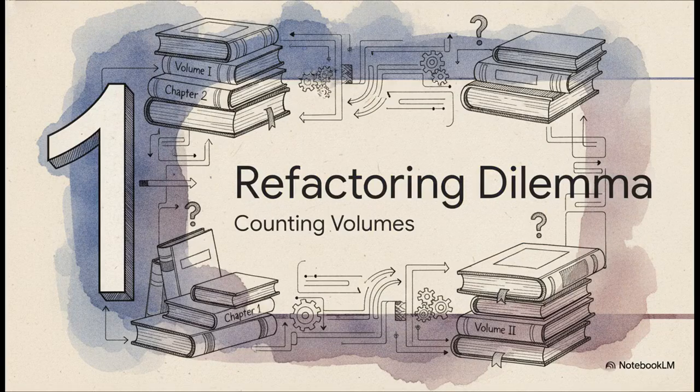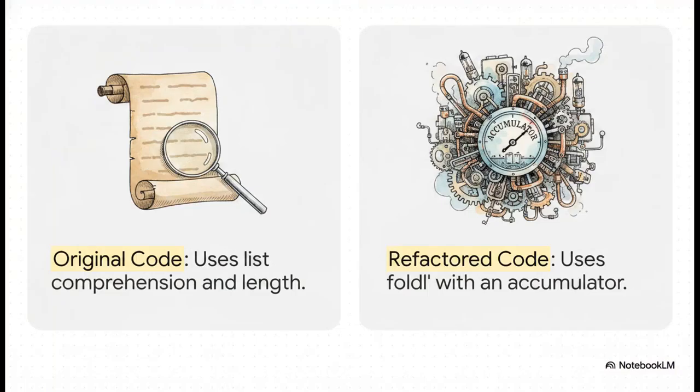Section 1. The Refactoring Dilemma. Let's take a look at the specific problem we're trying to solve. Okay, so the task at hand seems super straightforward. Imagine you've got this massive digital novel, and you need a program to count the number of volumes and chapters from a wildly long list of text blocks. The original approach uses a classic Haskell list comprehension. It filters the blocks, finds the volume headers, and then just checks the length of that resulting list.